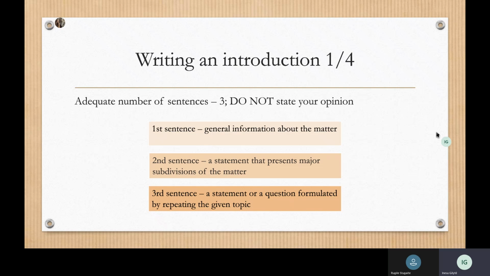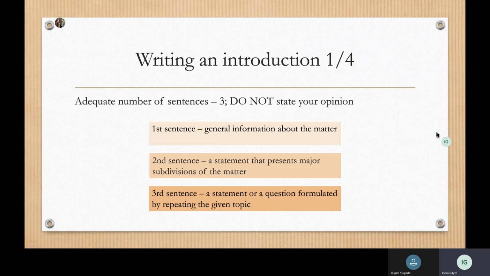So there are great chances that this essay will be given to you this year. Okay, so let me begin with the introduction. And I think that the adequate number of sentences is 3. I think that if you write more, it will make a paragraph too big and too detailed in a way.